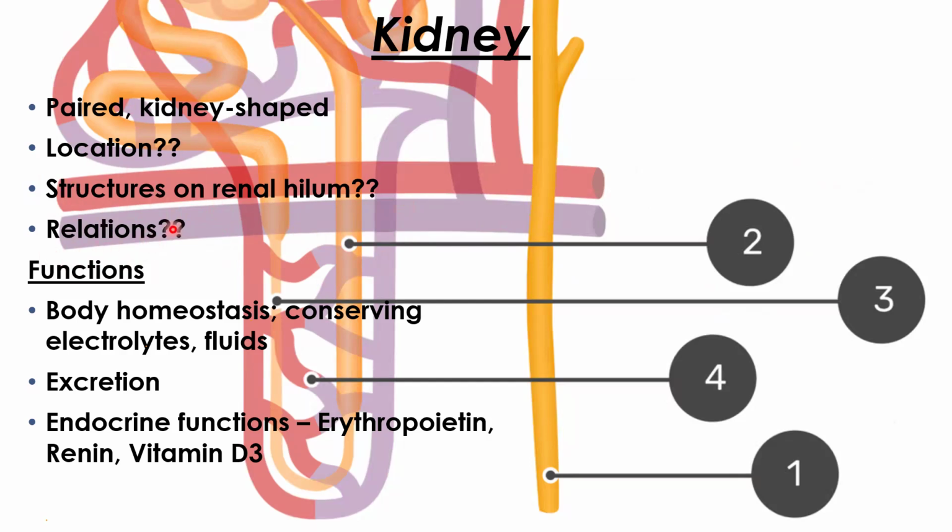So what are the functions of this kidney of ours? Here we can see a very good image showing us the structure of a nephron, and that tells us something to do with excretion. And then body homeostasis, in terms of conserving electrolytes and fluids. Then endocrine functions in terms of production of erythropoietin for erythropoiesis, renin, which is in the renin-angiotensin-aldosterone system. Then you have production of vitamin D3. So those are the endocrine functions.